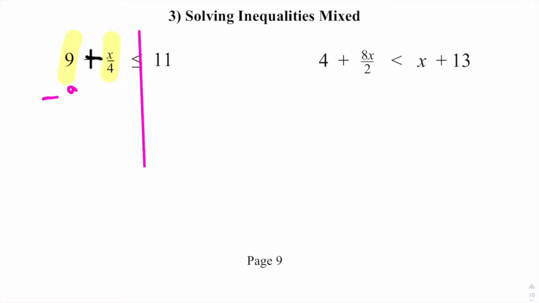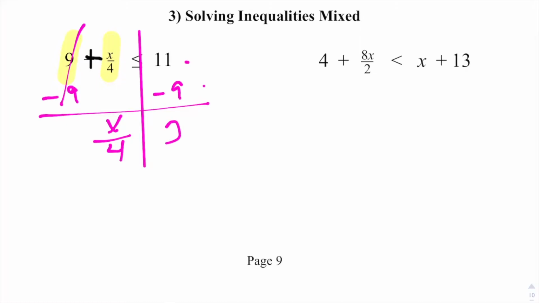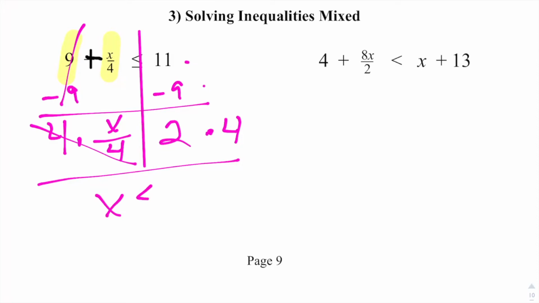denominator. So to get rid of a positive 9, we just subtract 9 from both sides. So then these cancel, and I have x over 4 on this side, and I have 11 minus 9, which is 2 left on that side. All right, now to get rid of that 4 in the bottom here, I multiply by a positive. So since it's positive, I don't change anything with the sign. I multiply by a positive 4 to that side and this side. So then after I multiply by 4, these 4's cancel, these 4's cancel. And then I get x left over here, which is less than or equal to 2 times 4, which is 8. So that would be my solution there.